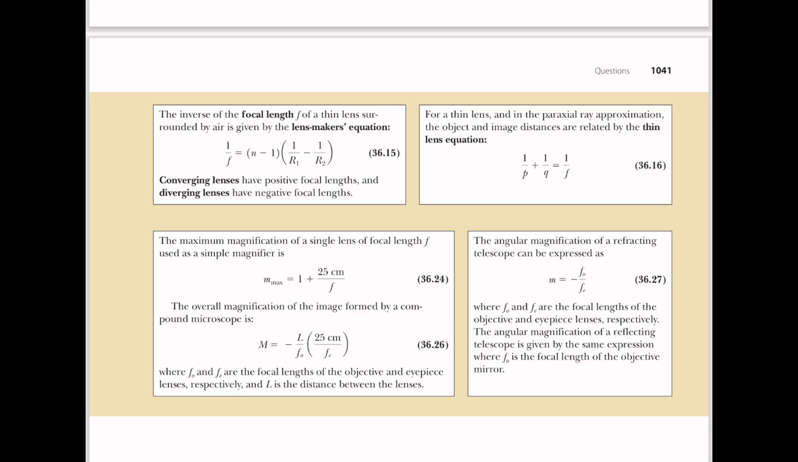Converging lenses have positive focal lengths and diverging lenses have negative focal lengths. For a thin lens and in a paraxial ray approximation, the object and image distances are related by the thin lens equation, 1/p + 1/q = 1/f. The maximum magnification of a single lens of focal length f used as a simple magnifier is this. The overall magnification, okay, I'm going to stop there.